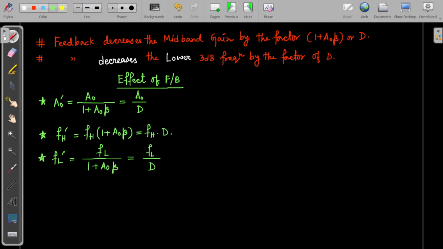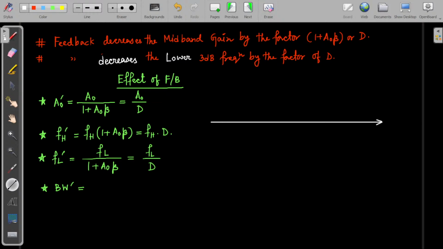So what will be the effect on the bandwidth? After feedback, the bandwidth is BW dash. It will also be increased. So let us draw like this to understand this. I am just drawing the frequency scale.